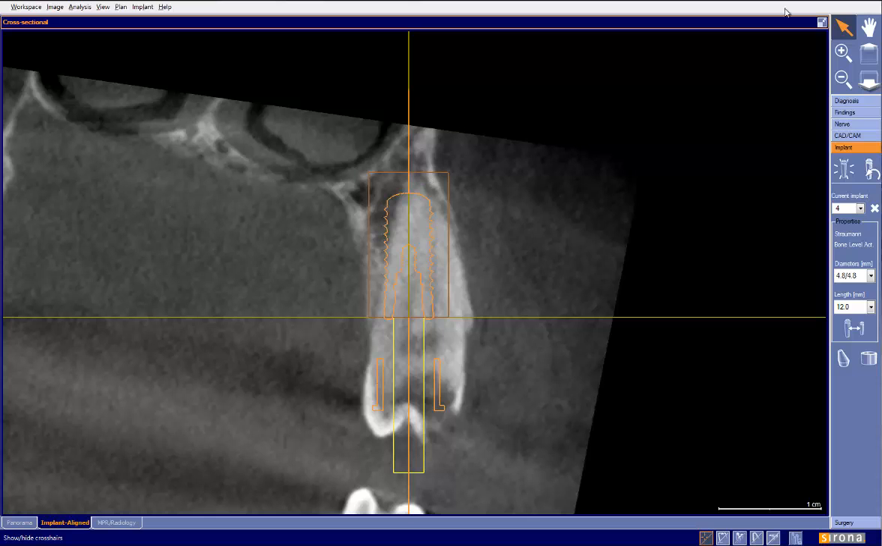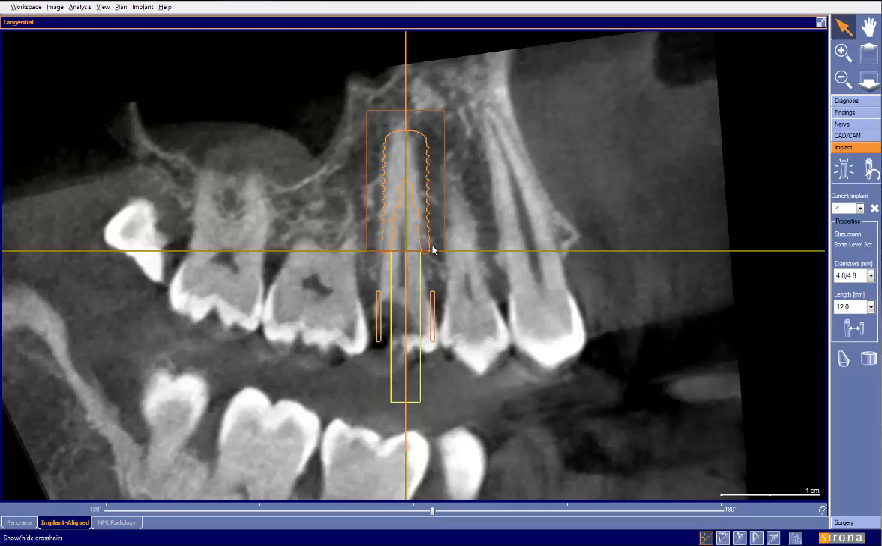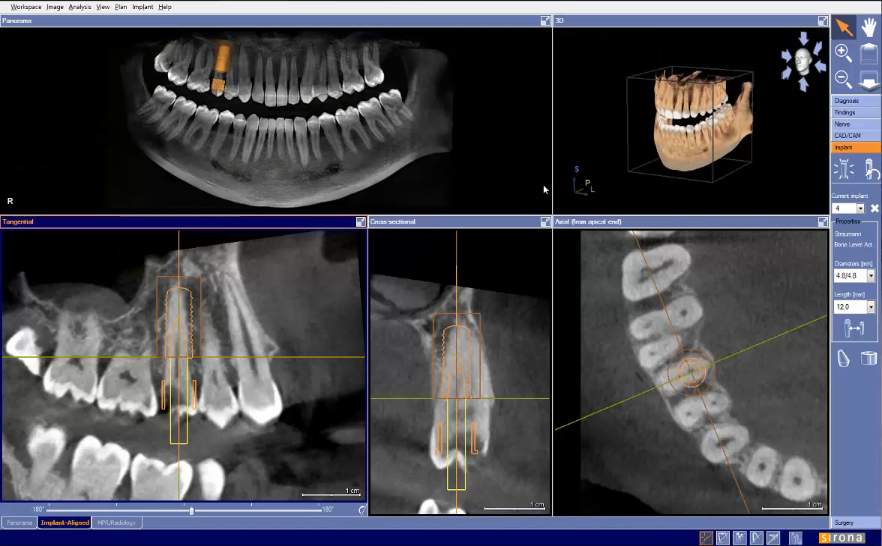Again, it's a possibility, and what we can do is now we can switch over to looking at it buccolingually, and now when we look at it here, what we're starting to see is, hey, I'm going to get some thread engagement into fresh bone right from here down, okay, and that may work in our favor. But the question is, is that enough? So, I don't like to rely solely on that little bit of bone.